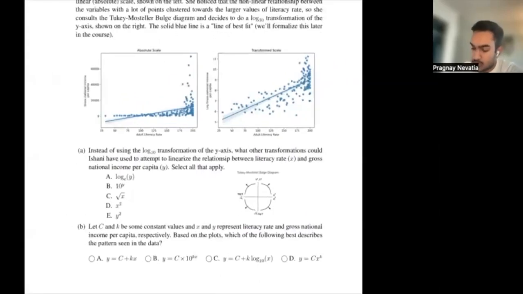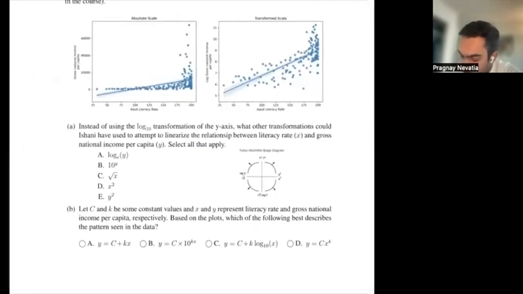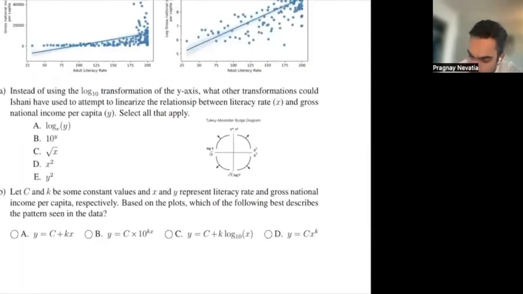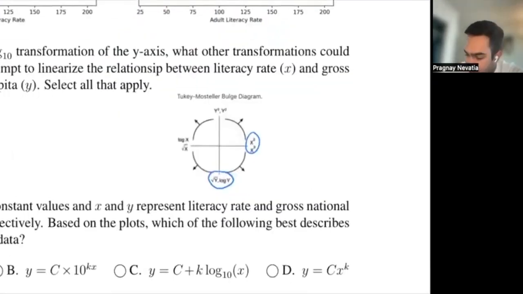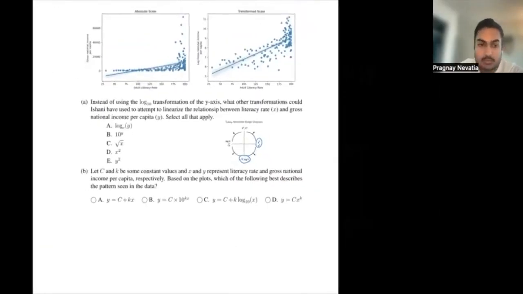So let's look at the Tukey-Mosteller bulge diagram. And here we see that we only want to use either these or these. So basically it's either square root of y or log y, or if you want to make a transformation of x, you can do x squared or x cubed. So keeping that in mind, let's go one by one.